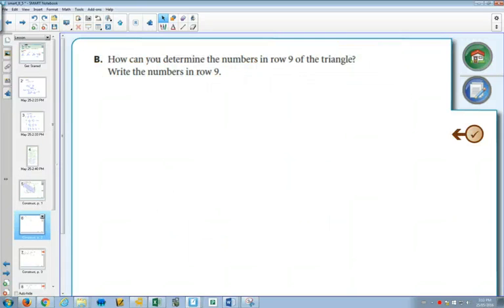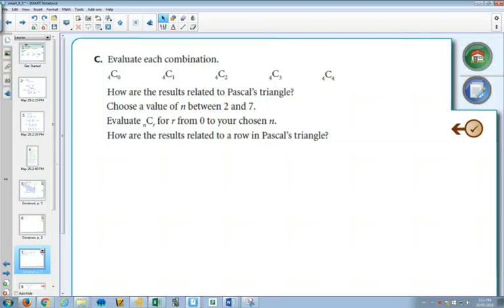So now we're going to look on the next page. Well, we could determine the next one. We could write down row number 9, but we could evaluate each of the following combinations, either by hand or with a calculator. I'm going to tell you that 4 choose 0 is 1, 4 choose 1 is 4, 4 choose 2 is 6, 4 choose 3 is 4, 4 choose 4 is 1. What do you notice? What does that match up with? Matches up with one of the rows of Pascal's triangle.